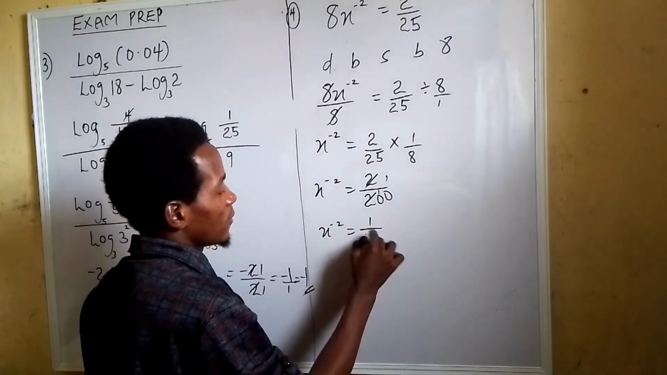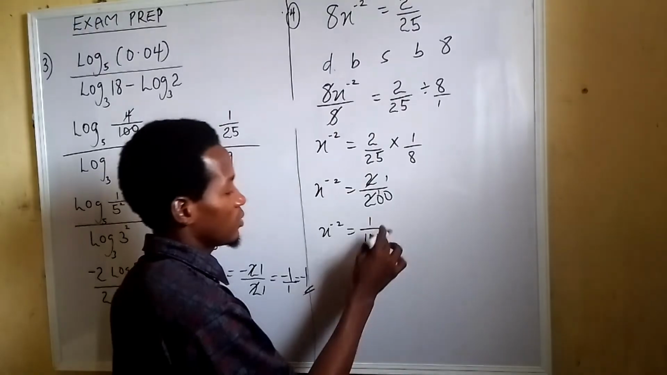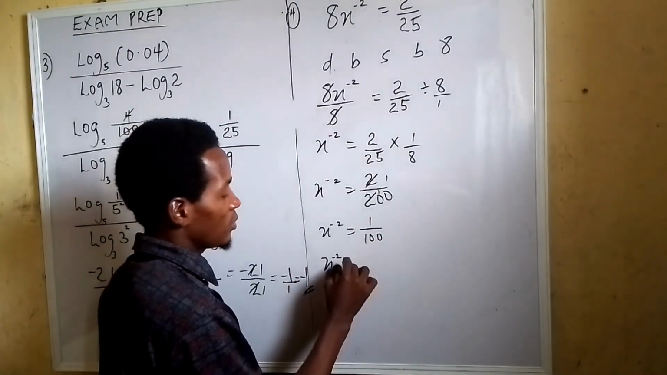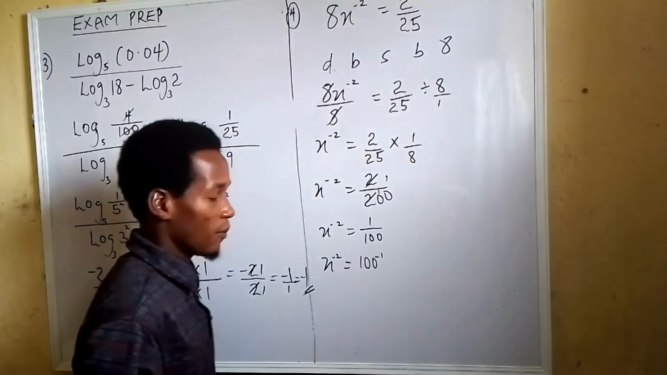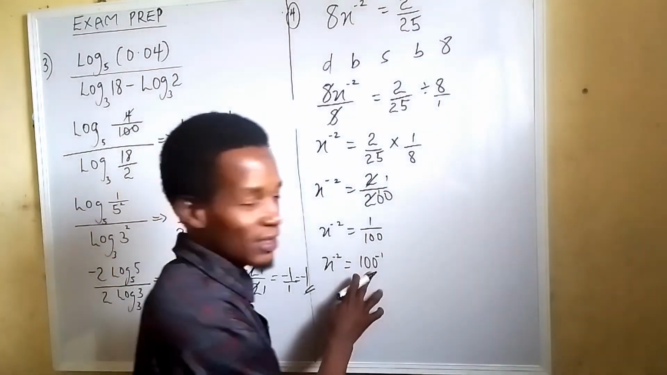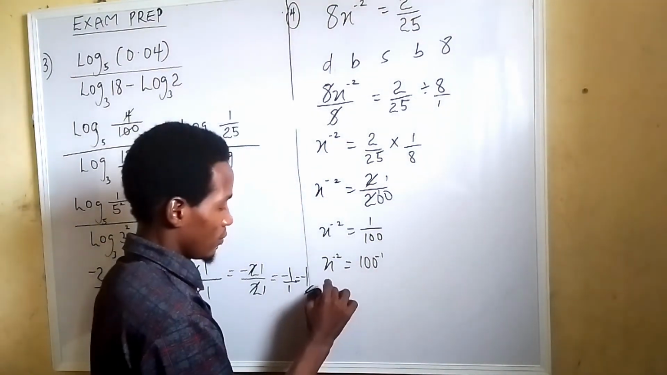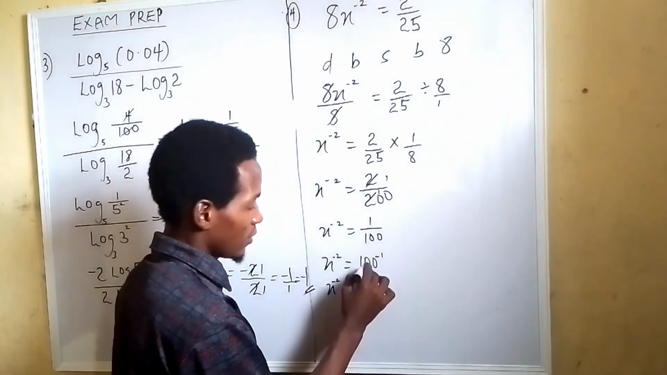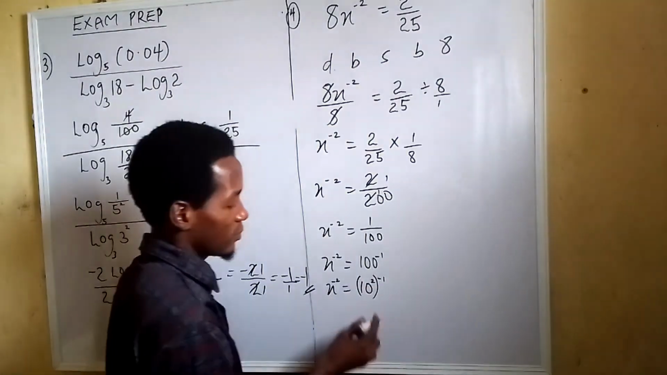That's 1 over 100. By the same law of indices, whenever we have 1 over a base, the denominator can be taken as the inverse of the power. That's 100 raised to the power minus 1. And 100 is a number in index form of 2, which is 10 squared. So 10 raised to the power 2, and it has its former power of minus 1.